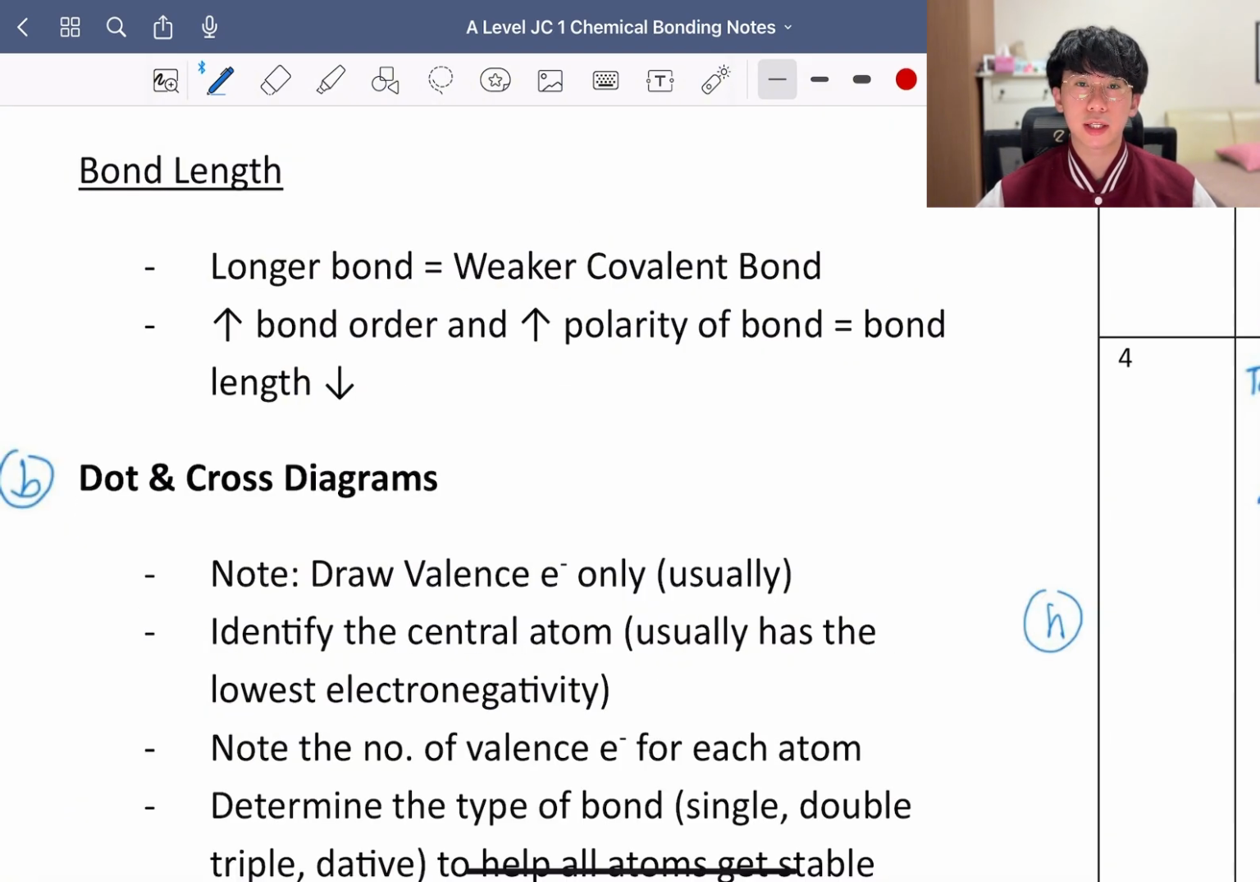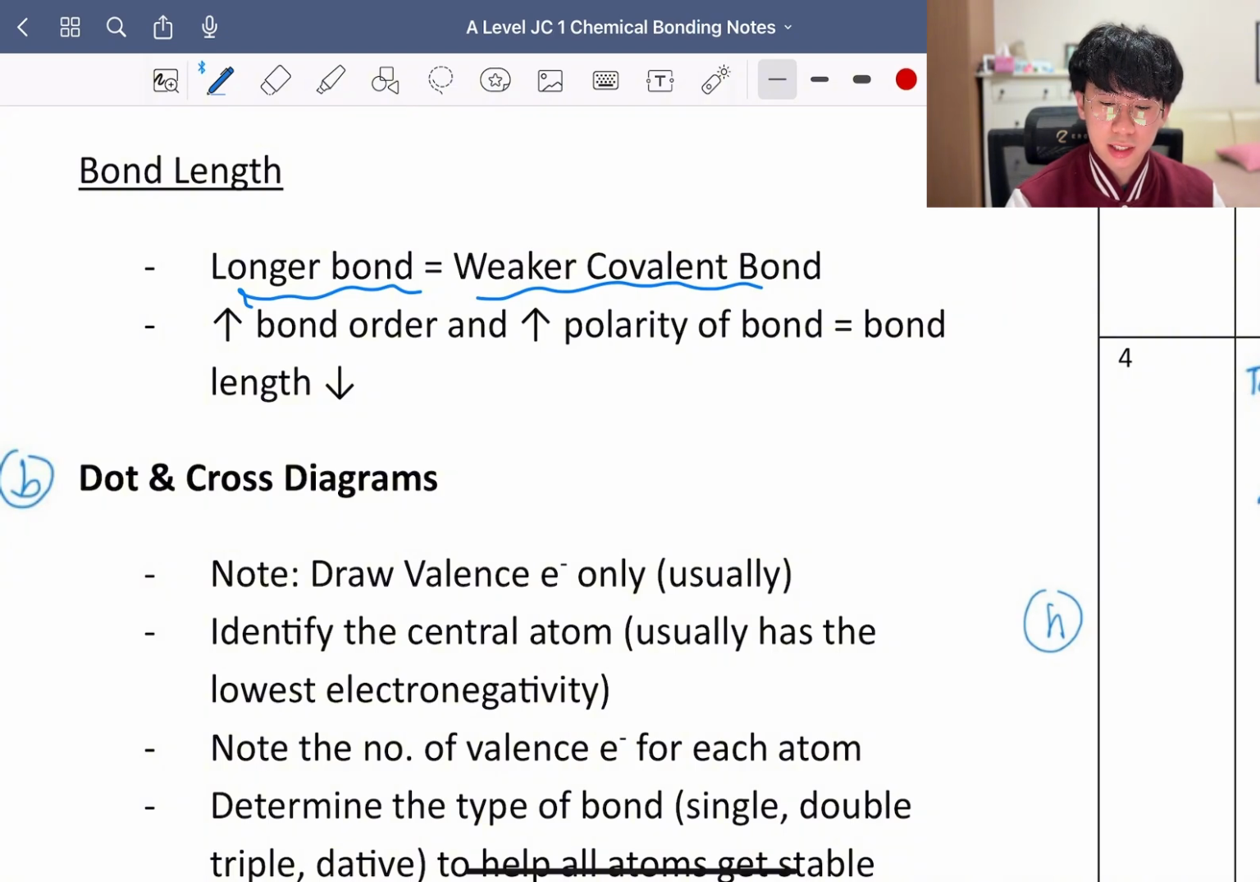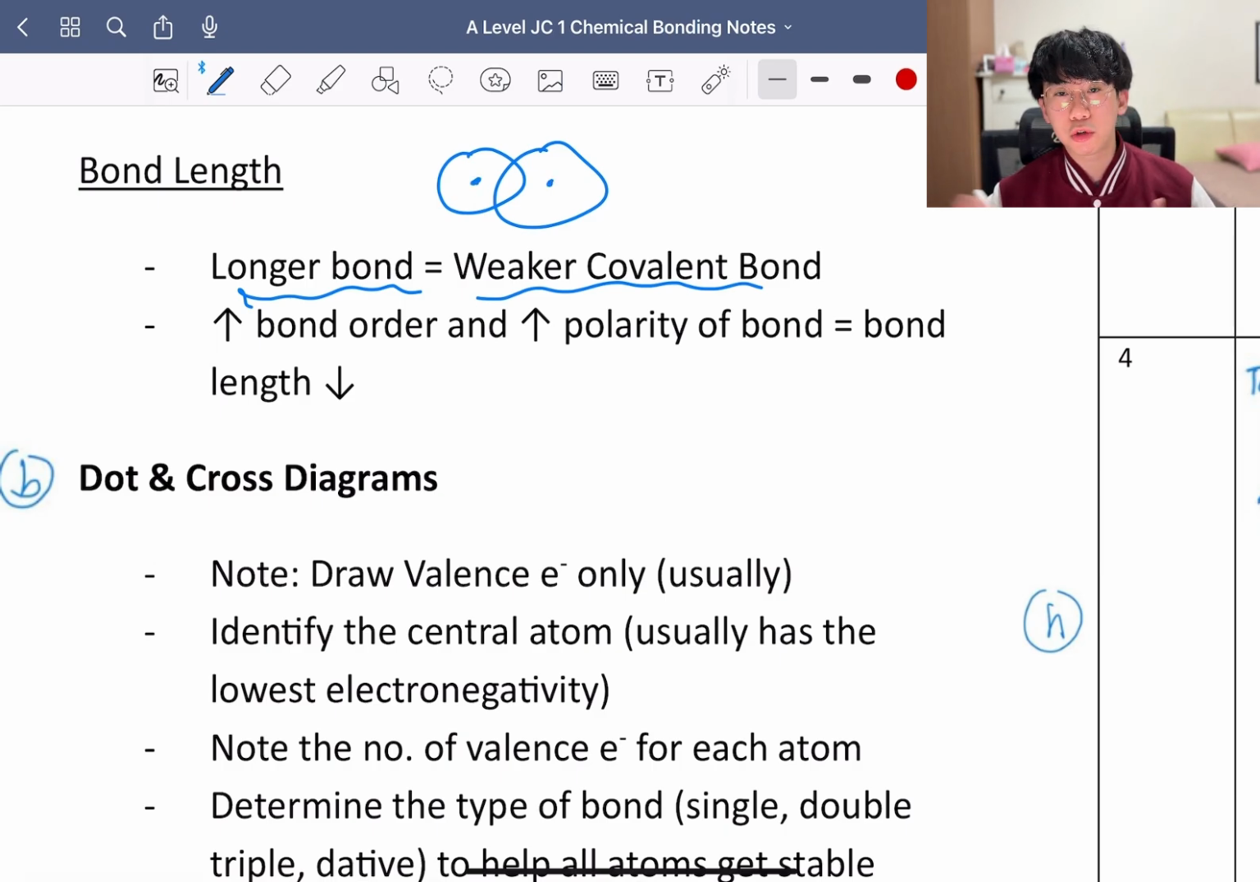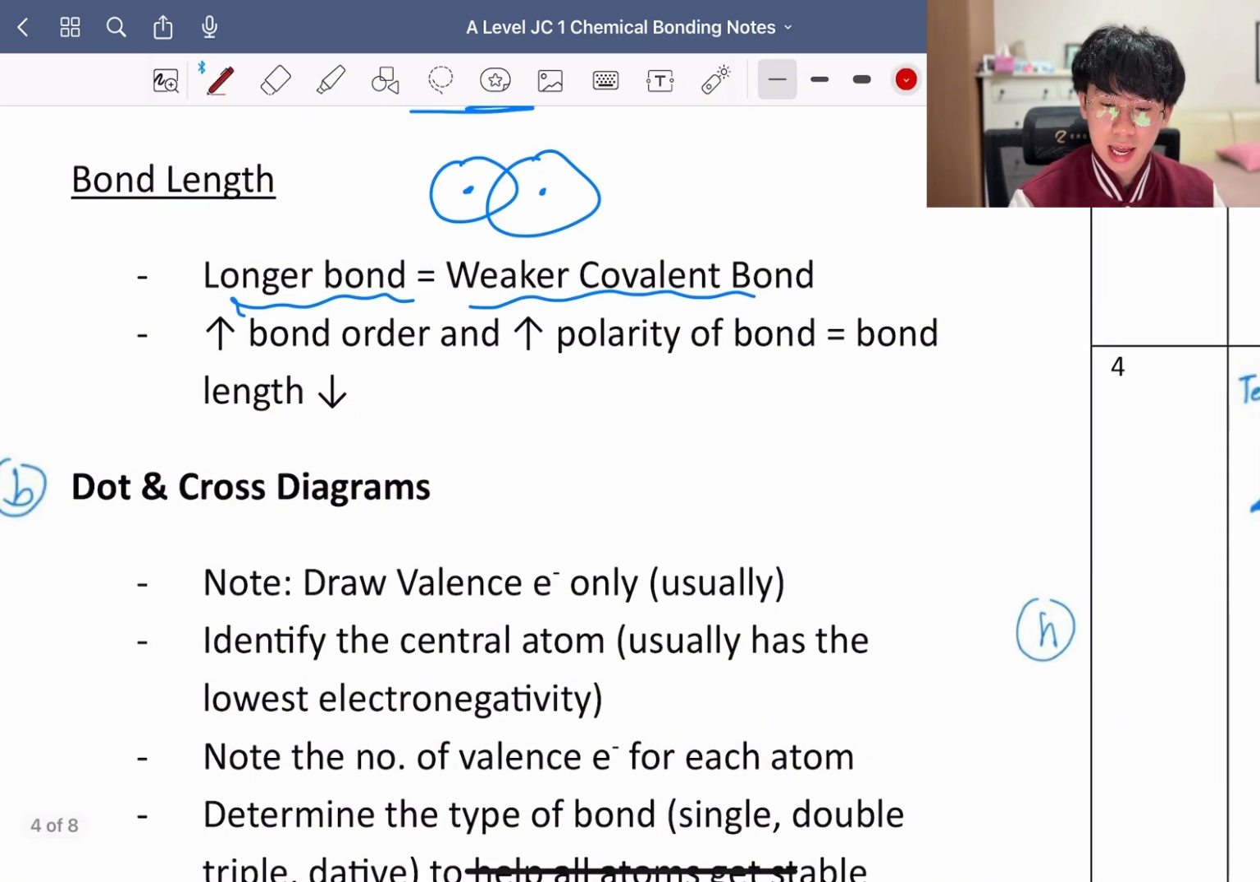And another important thing to take note of is the bond length. Bond length is also a gauge of how strong a bond is. In general, a longer bond means that the bond is weaker. And this is in line with the whole overlap idea. Bond length is the distance between the two nuclei of the two atoms, right? If this length is longer, it means the orbitals are more diffused, there's less effective overlap, and the bond is weaker, right?